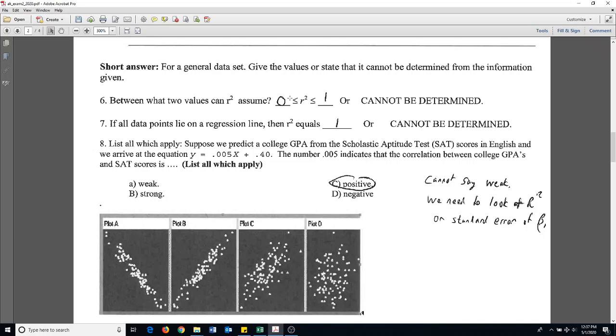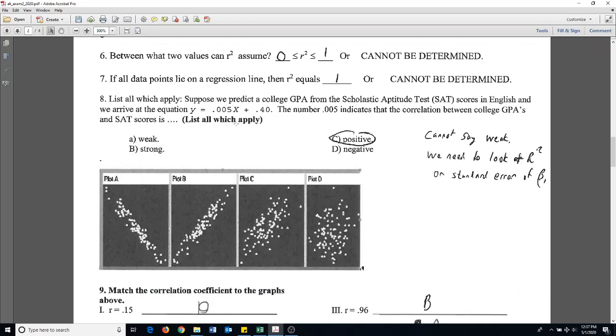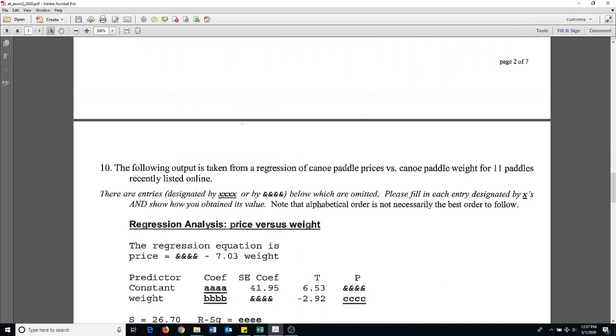R squared, remember, is a non-negative number, so it's 0 to 1. R squared is 1 if all the data lies on the line. The only thing you have here is that the correlation is positive. We cannot say it's weak. We have to look at the R squared or standard error. It might be that 0.005 is just in ridiculous units. For example, we might be measuring hair growth in miles per hour. So just because it's a small number doesn't necessarily mean that it's weak. Everyone got number 9 correctly.